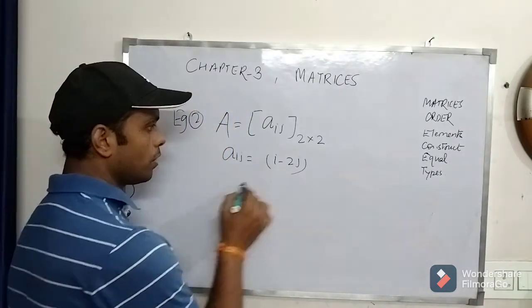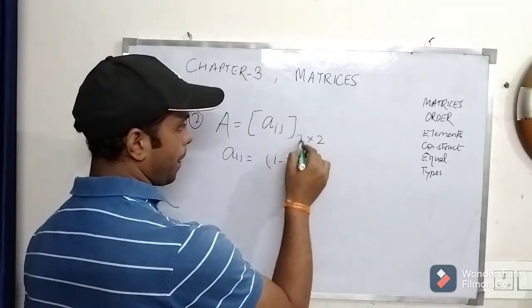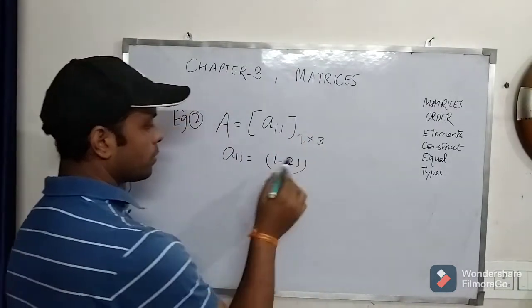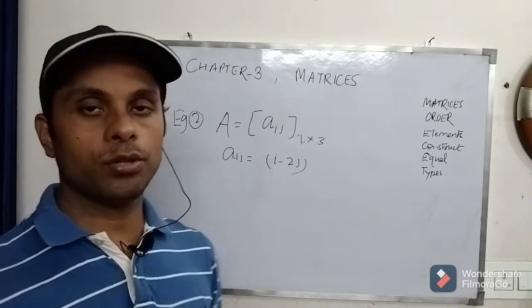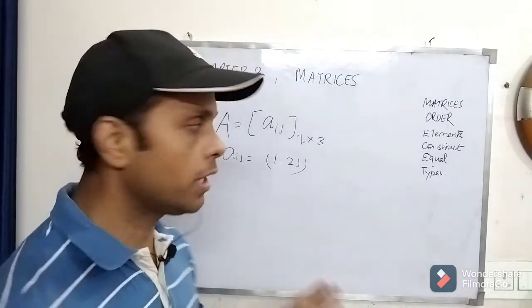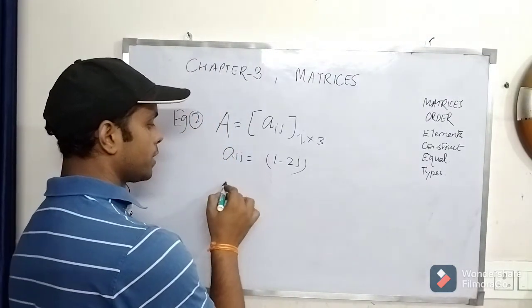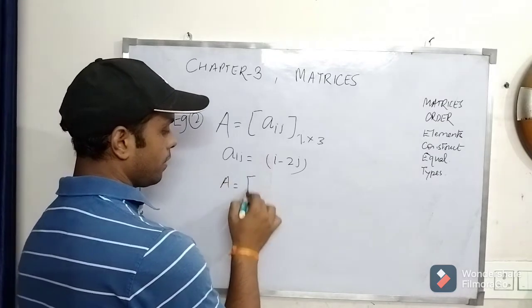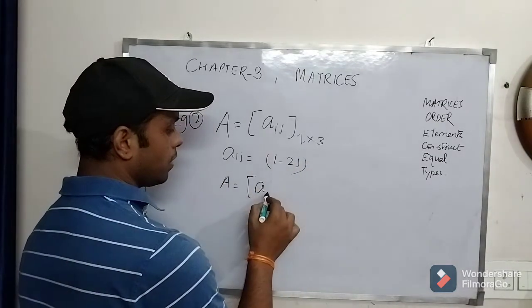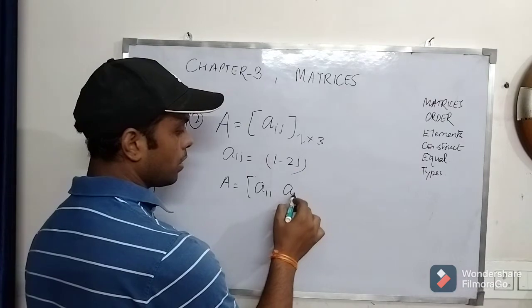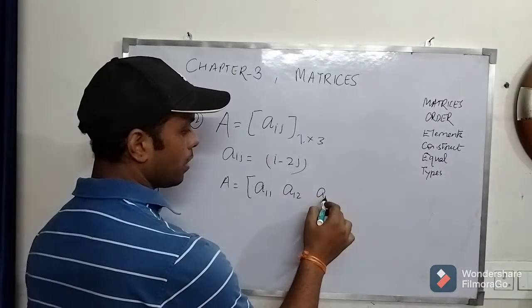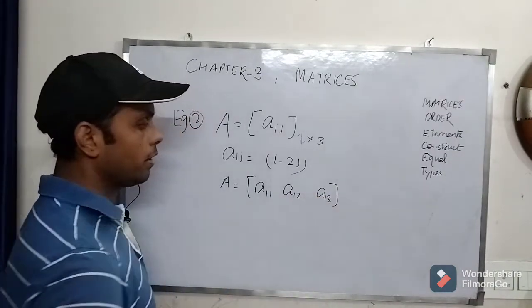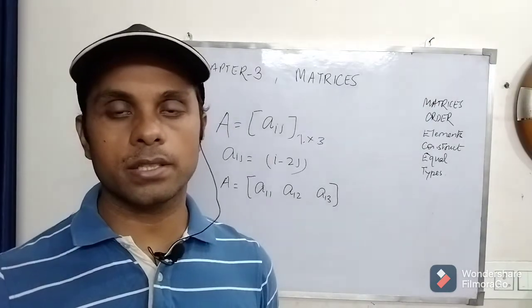So first of all, we need to construct a dummy matrix of the given order 1 by 3. Let us find one row, that means a11, a12 and a13. Now how to find these elements?